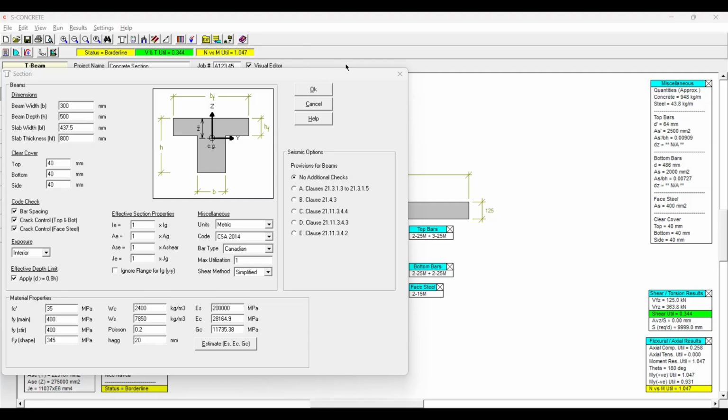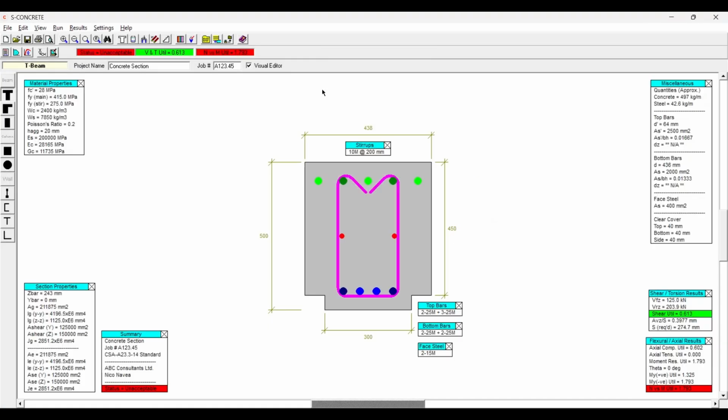So the FC is 28 MPa. The FY is 415 MPa. The steel yield strength is 275. So the steel yield strength, the main is 415. So okay.